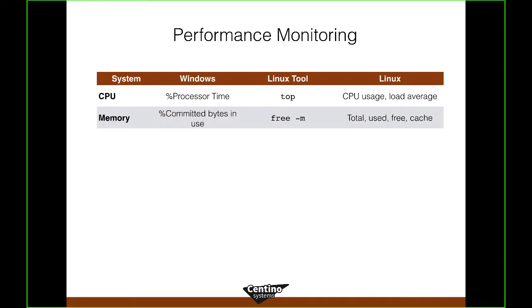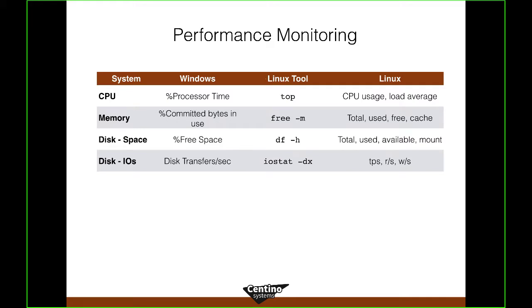Memory, right? In Windows, you would look at percent bytes committed in use. In Linux, you're going to use free -m. You have the total amount available, how much is being consumed, how much is free, and how much is dedicated to the file system cache. Disk space, of course, we look at percent free space, df -h, so we have total, used, available, and per mount.